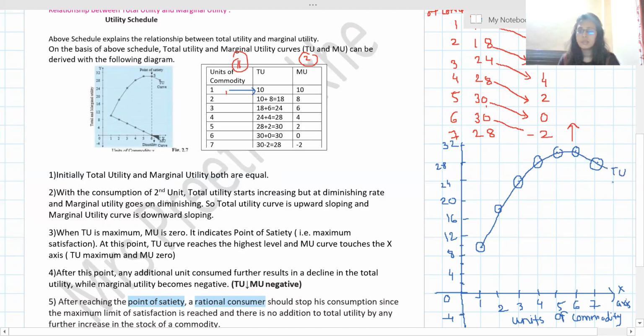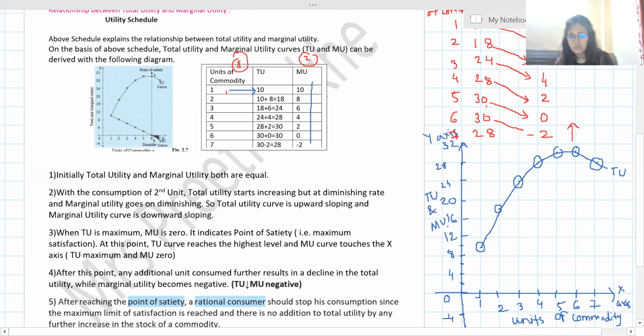I'll label it as TU. Immediately label it. Okay, we have not labeled the y-axis here. On the y-axis, we are showing TU as well as MU. X-axis, units of commodity. Y-axis, TU and MU. Now I will draw MU. See, the MU table. I will draw this now.